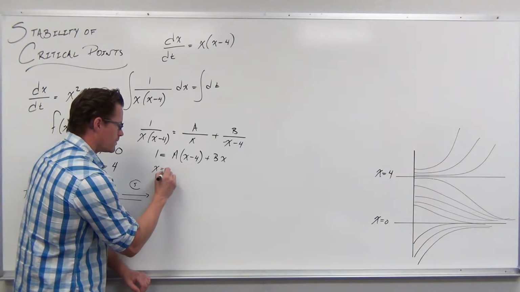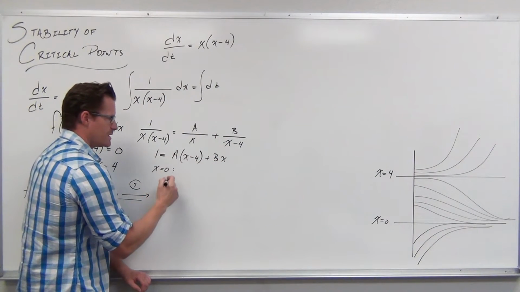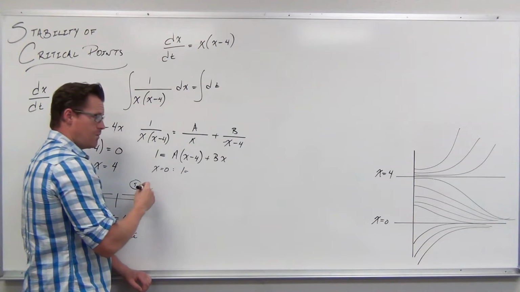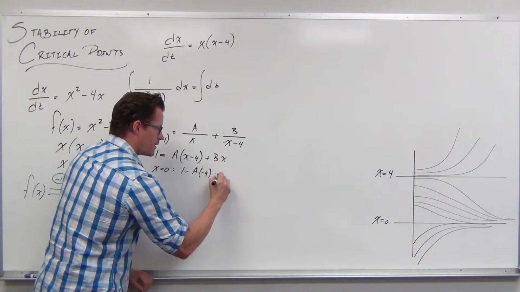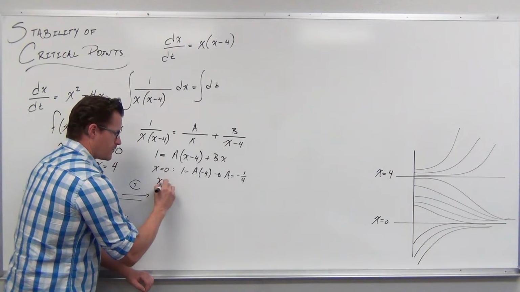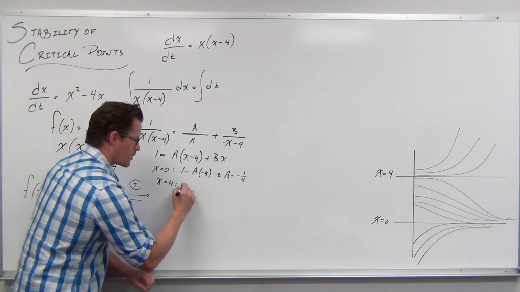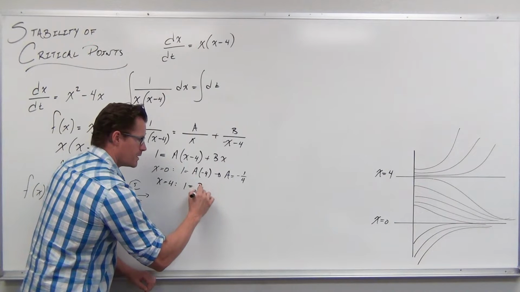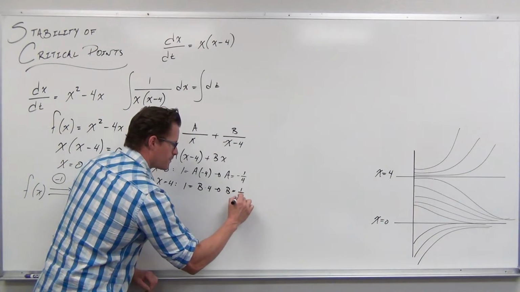x were 0? If x were 0, then this would be 0, this would be negative 4, and 1 would have to equal a times negative 4, giving us a equals negative 1/4. Or if x is 4, then this would be 0, but this would be b times 4. So 1 would have to equal b times 4, and b would give us 1/4.